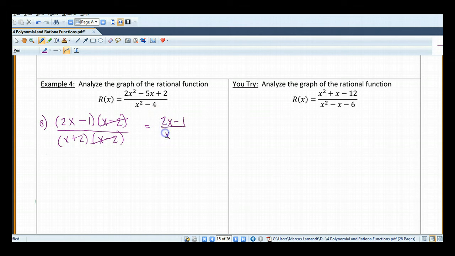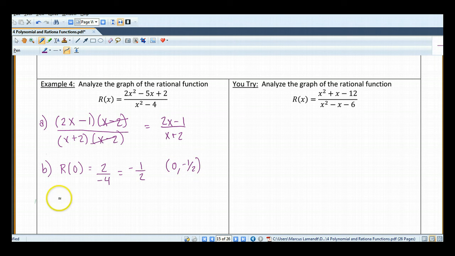2x minus 1 over x plus 2. Alright, so there's our simplified version. For part B, I'm going to look for the intercepts. If I plug in 0 for x, I'm going to get 2 on top and negative 4 on the bottom. This simplifies to negative 1/2. So the first intercept is 0, negative 1/2.